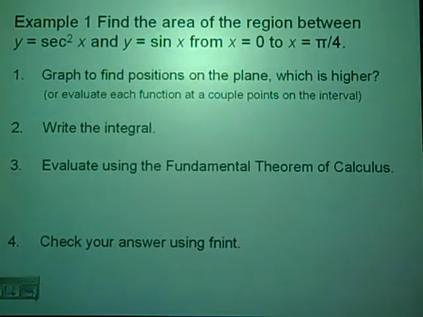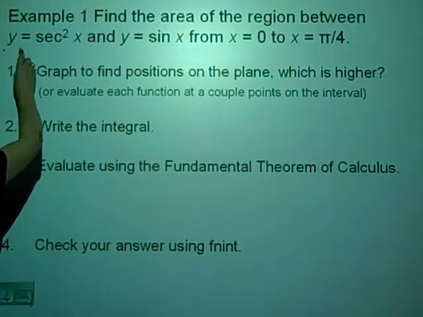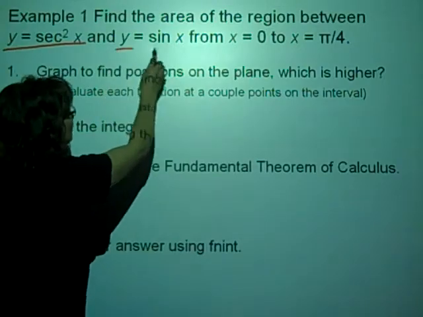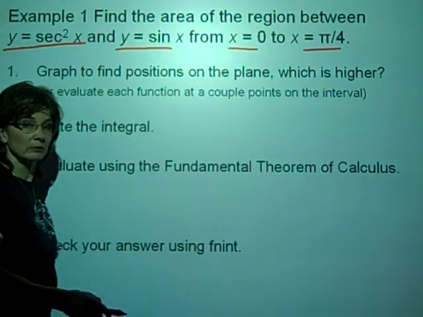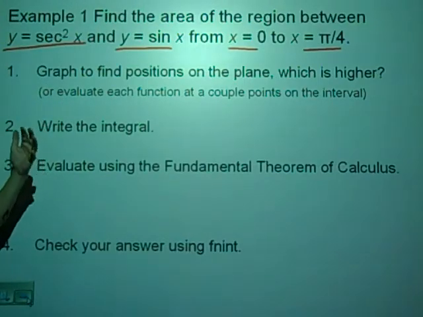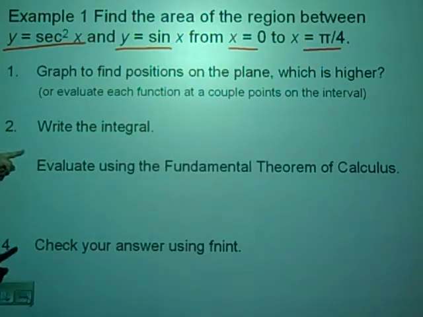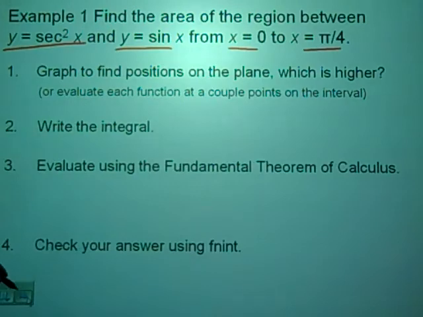Let's look at an example of this. We want to find the area of the region between y equals the secant squared of x and y equals the sine of x. And we're going to look between x equals 0 and x equals pi over 4. Okay? Now, the first thing we need to do if we're going to use the formula is figure out which function is above the other one on that interval. Two ways to do it. If you have a calculator, just graph them and look. If you don't, plug in a value on the interval between 0 and pi over 4, maybe pi over 6.